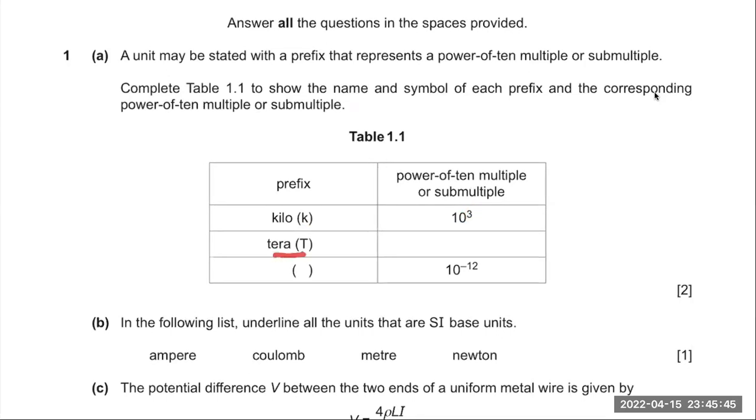Next is tera, represented by an uppercase T. They're asking you, what is the power of 10 that represents tera? Tera is 10 raised to the power 12. Now, this is something that you need to remember. The last one is 10 raised to the power minus 12. That's a submultiple. What does this represent? This represents pico, with the symbol a lowercase p.